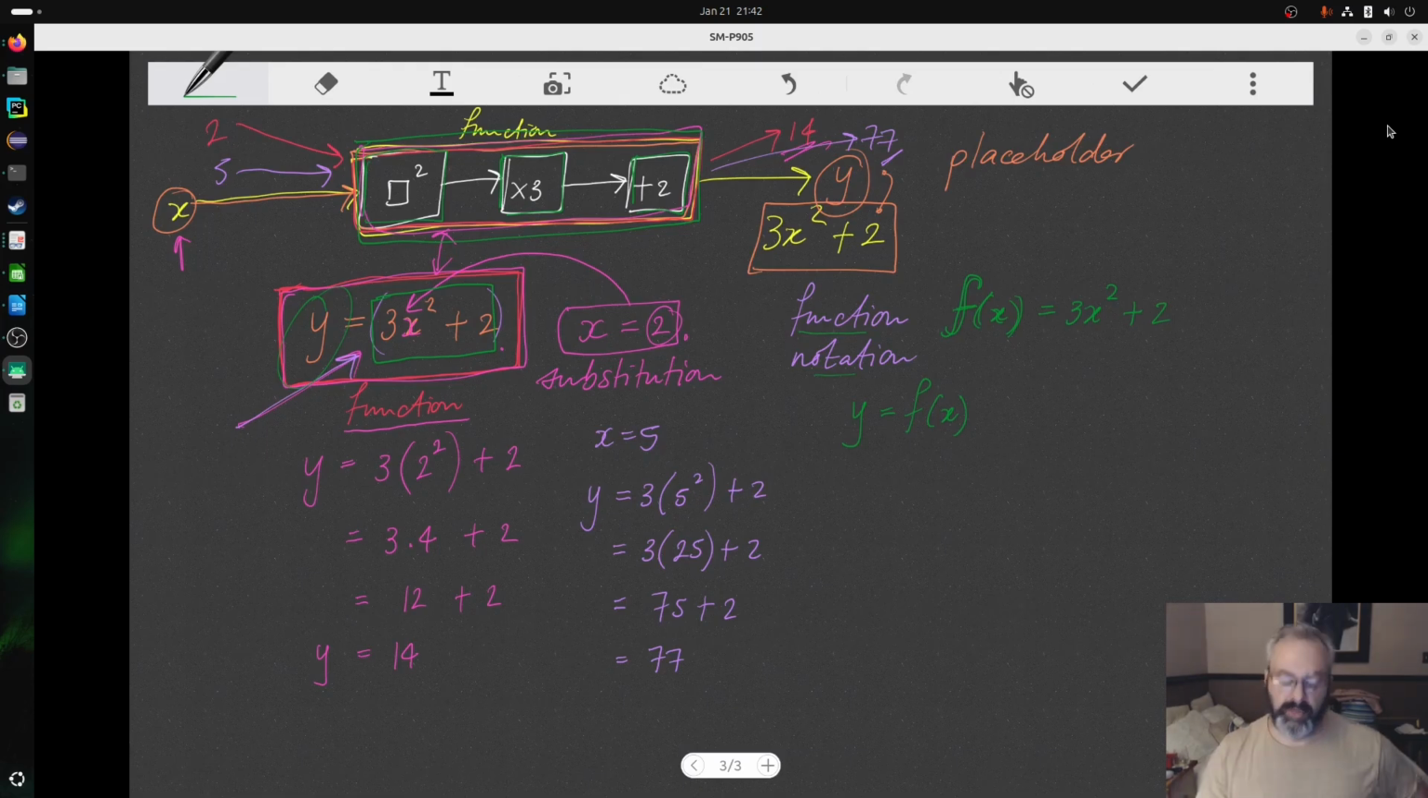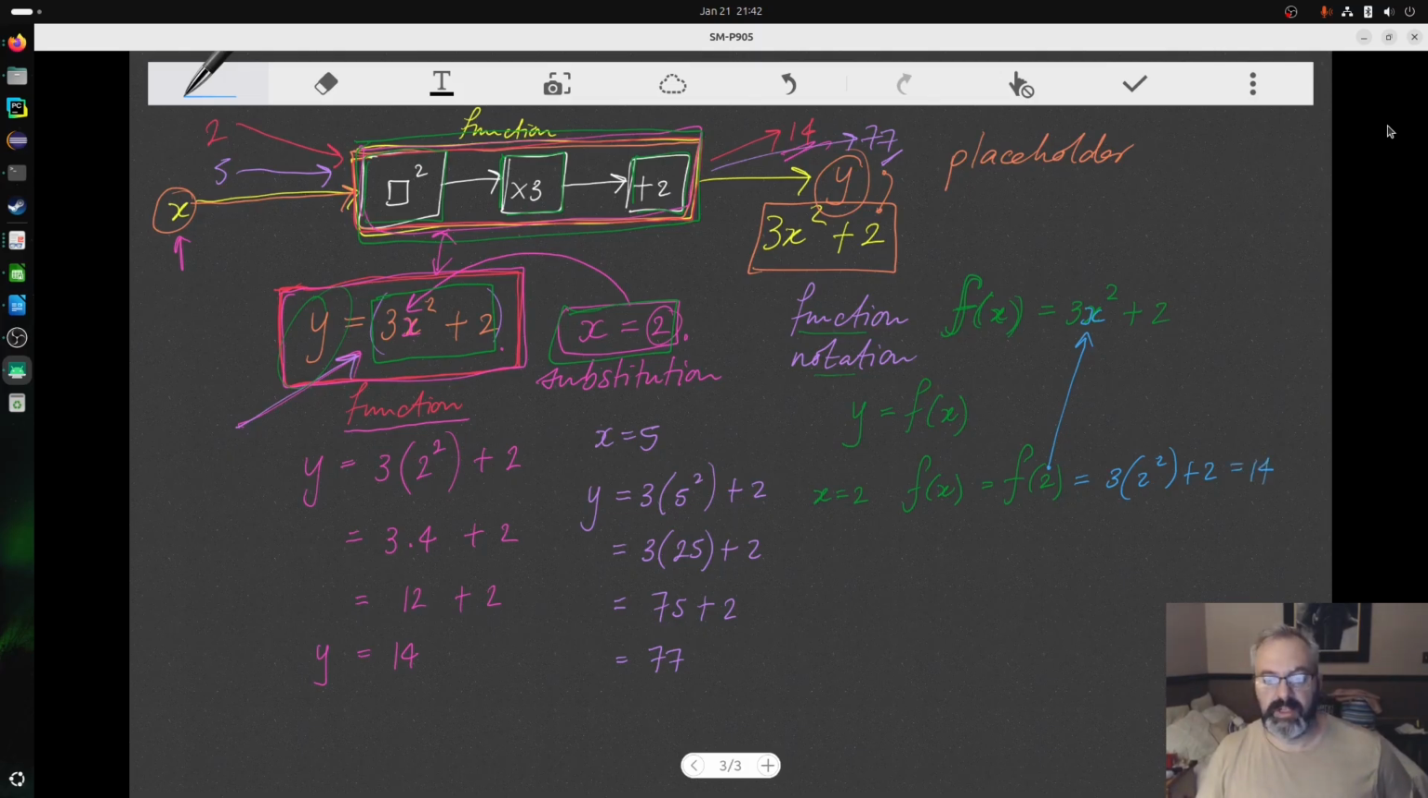Now let's go back to the cases where the x became known to us. So if it becomes known to you that x is 2, then the function of x will become the function of 2. And what does that mean? It means that wherever we had an x, we replace it with a 2. So we substitute all the x's with a 2. So the function of 2 will become 3 times 2 squared plus 2, and we know by now that's 14.